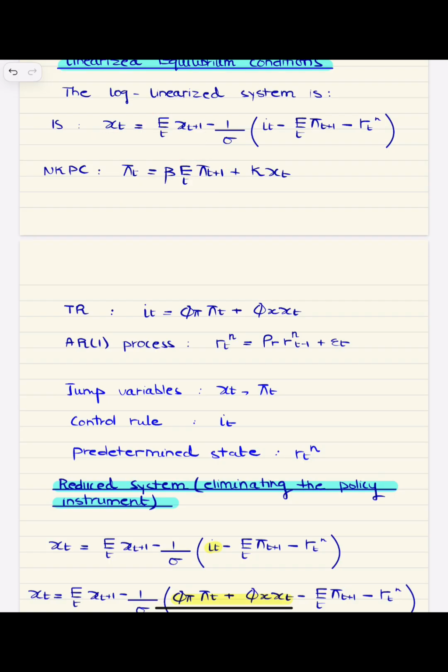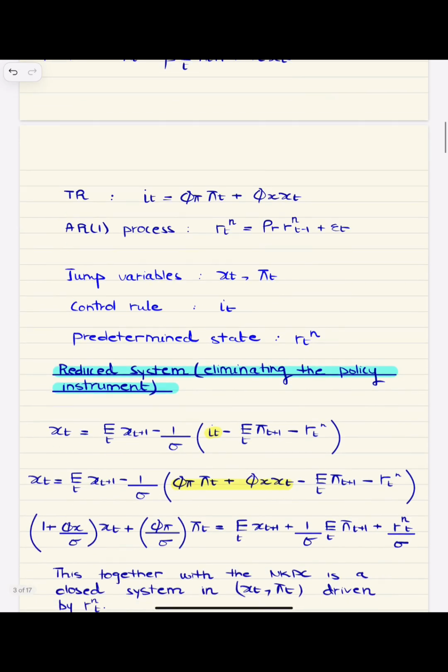Okay, what about the predetermined variables? A variable is predetermined if today's value is pinned down by the past, not by expectations. So you can see over here R^n is predetermined. Why is it important to establish the predetermined state? Because the number of stable roots has to equal the number of predetermined states.